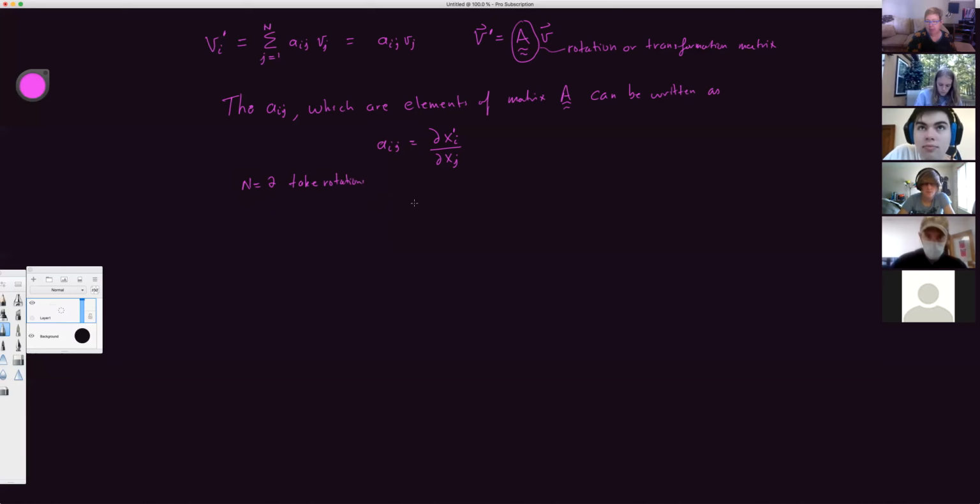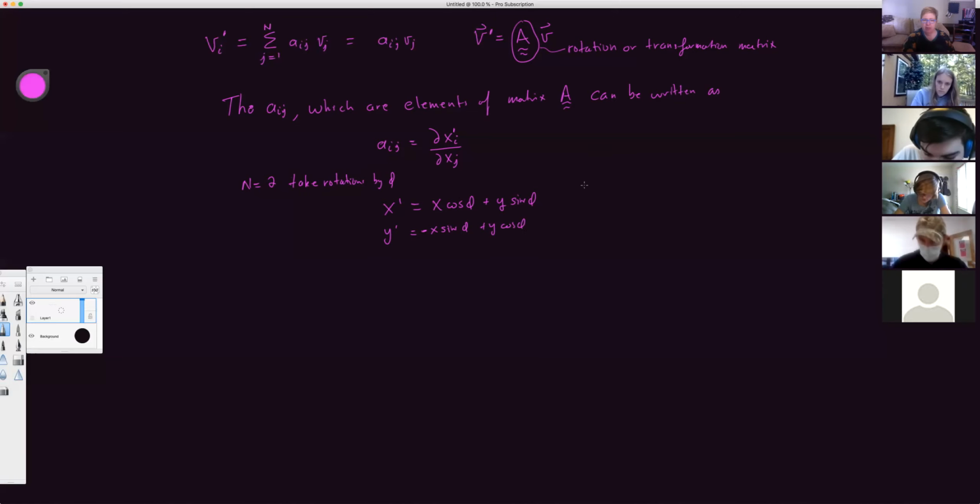Okay, so we know that A is going to be like a rotation matrix, right? We had x prime, rotation by phi, right? We had x prime is equal to x cosine of phi plus y sine phi. We derived all those. And then y prime was minus x sine of phi plus y cosine of phi, right?